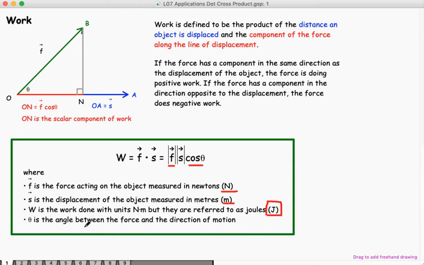And theta is going to be the angle between the force and the direction of motion. If the force has a component in the same direction as the displacement of the object, the force is doing positive work. If the force has a component in a direction opposite to the displacement, then the force is doing negative work. I'm not sure if that's how it's presented in your physics class, but that's the way I'm going to choose to present it here.